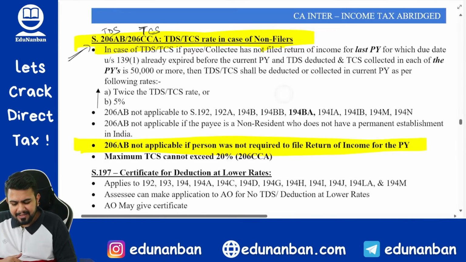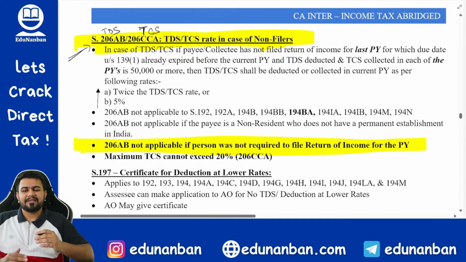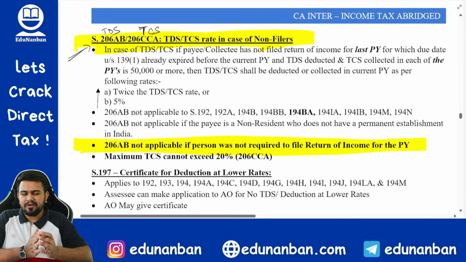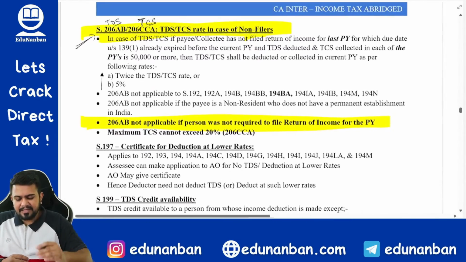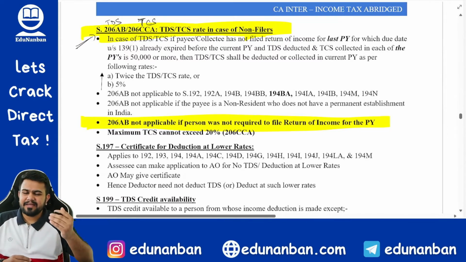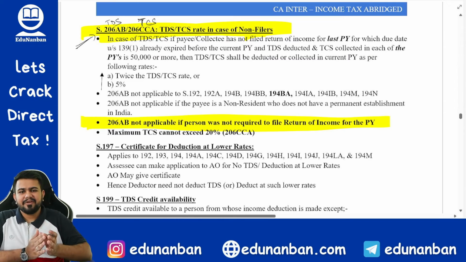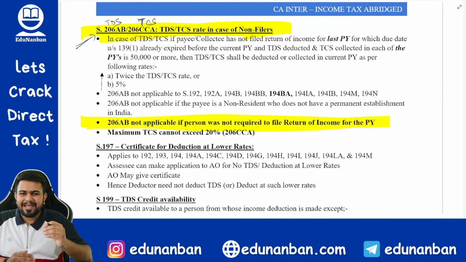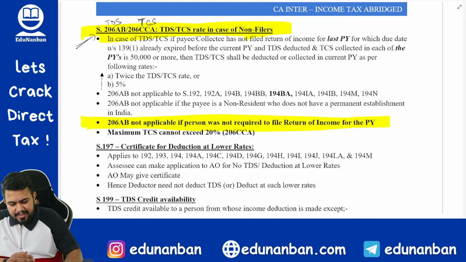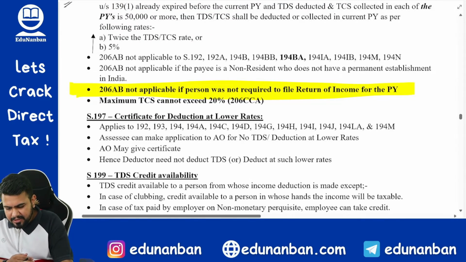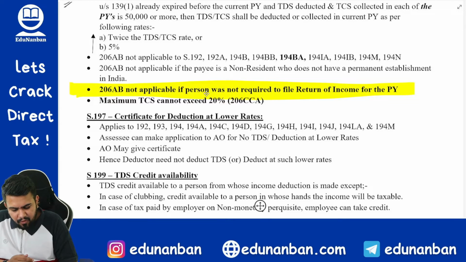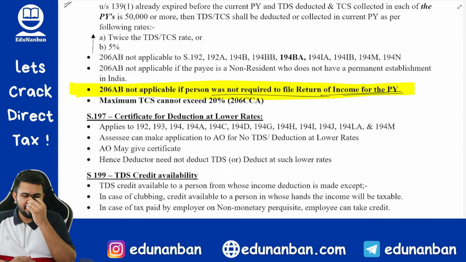This is the TDS provision in case of non-filers, the persons who have not filed their return of income in the last previous year. For them there is a higher rate of TDS, and also a higher rate of TCS, which we had studied earlier. But now there is one extra exception in this section. What is this exception? Now this section is not applicable on a person who is not required to file the return of income for the previous year.